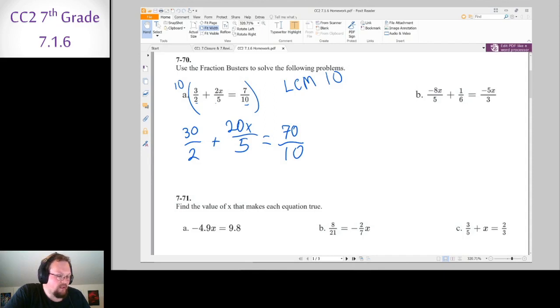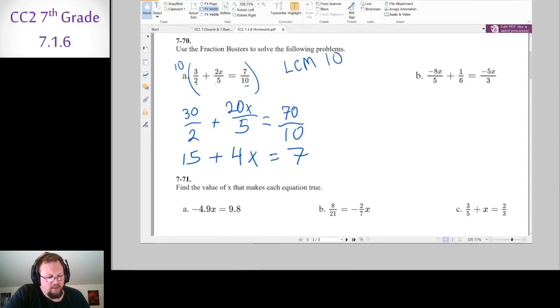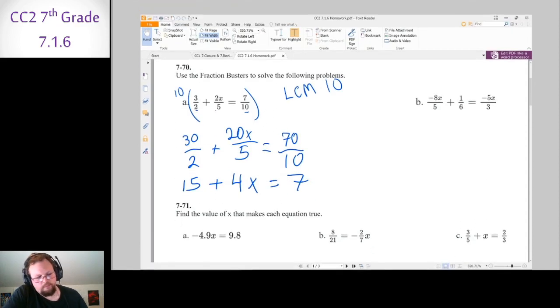Everything should now turn into nice whole numbers. 30 divided by 2 is 15. 20 divided by 5 is 4 with the x equals to 7. And now you solve that. Subtract the 15 and then divide by 4. This one you're going to want to find the least common multiple between 5 and 6, which is 30.